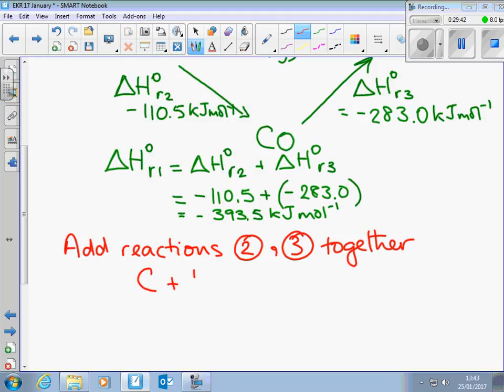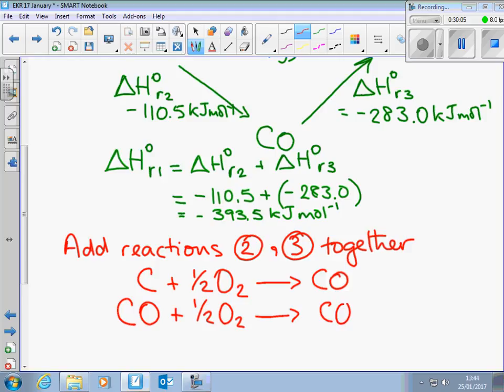Carbon plus, and I'm not putting the state symbols in, I know it is a bit sloppy, but I just want it to be clear, so miss those out. Is that equation 2? I got that the right way around. Yes. And then equation 3 was carbon monoxide plus half an O2 gives us CO2. If you literally now add those together, add the lefts together and keep them on the left, add the rights together and keep them on the right.